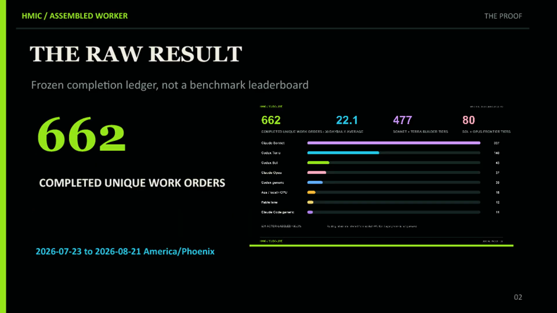662. That's how many work orders my system completed in the last 30 days. Not prompts, not tokens. 662 completed unique work orders, each one routed, verified, and closed. That's the data set.